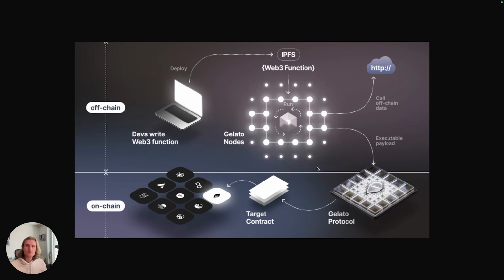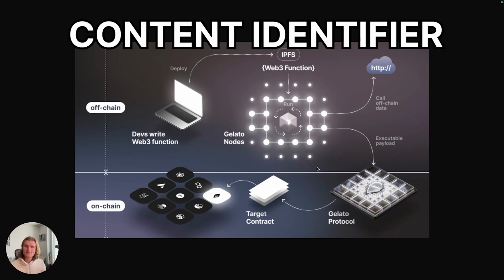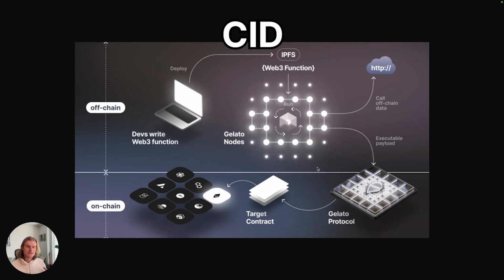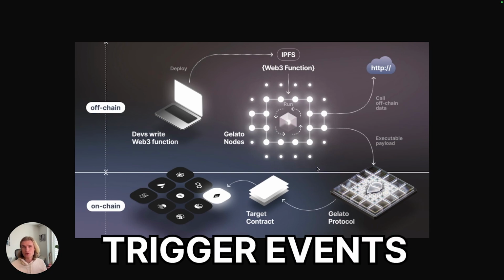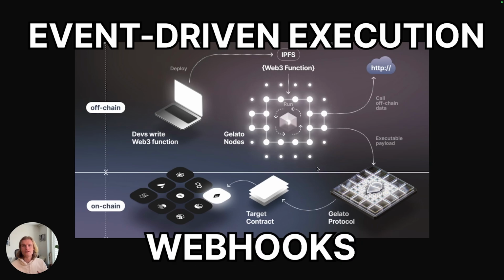So using the Web3 function SDK, you can deploy this file to IPFS. And once it's on IPFS and you have its content identifier or CID, this CID can be linked using Gelato's UI or again programmatically to certain trigger events. For example, executing every minute and in the future based on webhooks or events emitted on chain.